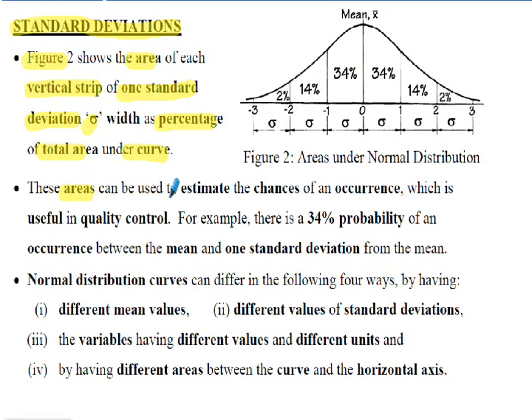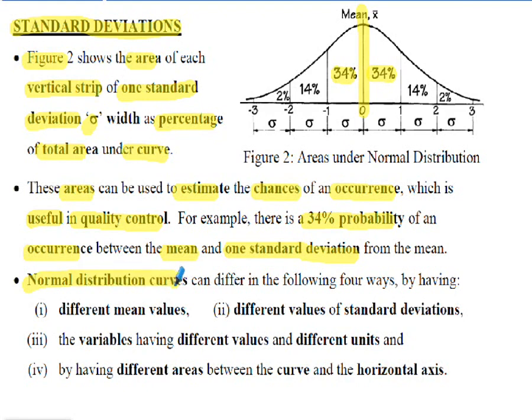These areas can be used to estimate the chances or probability of an occurrence, which is very useful in quality control. For example, there is a 34% probability of an occurrence between the mean value and one standard deviation from the mean. In other words, here's the mean of our standard deviation curve, and one standard deviation to the left or the right is 34% of our population, or 34% probability an item will fall in that standard deviation.